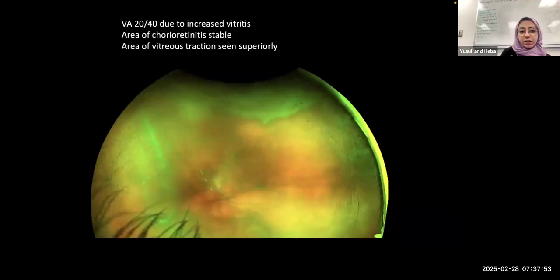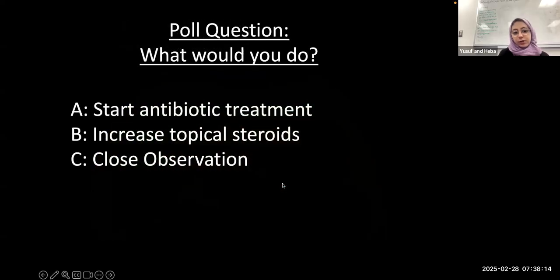2 weeks later, the patient's vision was 20/40. The vitritis was a lot more, and there was an area of vitreous traction around the area of the chorioretinitis. The chorioretinitis was actually stable, but the patient was starting to develop a lot of traction there. So based on that, I will ask our audience again, what would you do?